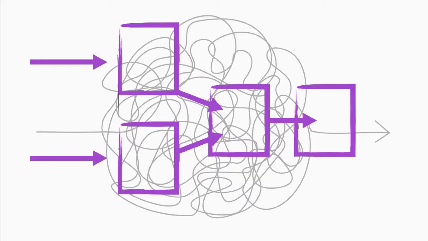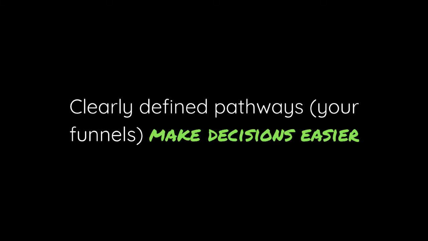So instead of looking at your sales funnel like this big jumbled up mess of stuff, we're going to create specific pathways throughout your business for customers, clients, and students to follow. Now, building your sales systems in micros like this that I just showed is way more actionable, because it's smaller pieces that you can focus on with very specific goals. And clearly defined pathways, aka your funnels, make decisions easier for your students, your clients, and your customers.